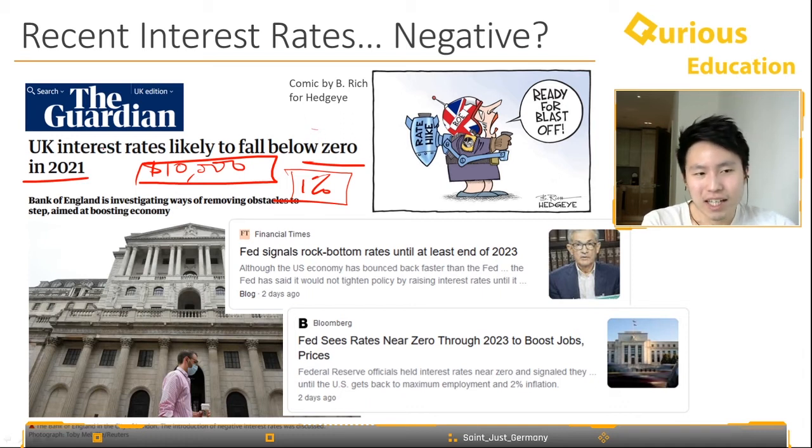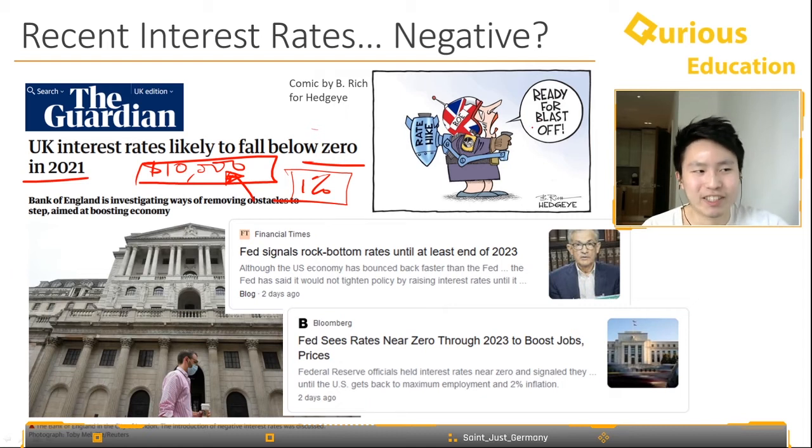Negative interest rates should also help to promote consumption in the economy, because if you see the amount of savings that you have decreasing each year by 1%, then as a result you want to spend your money as quickly as possible, right? Because each year the value of your money is decreasing, so you want to spend more right now and get more value out of your money.